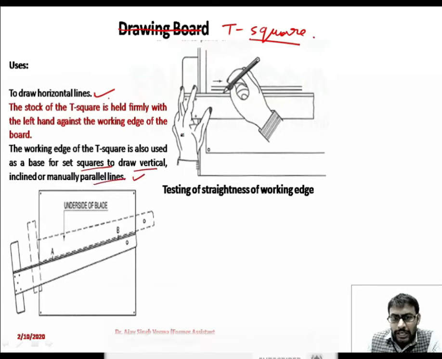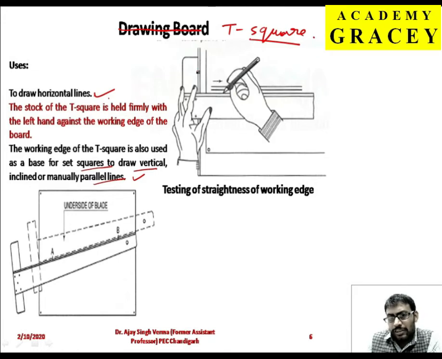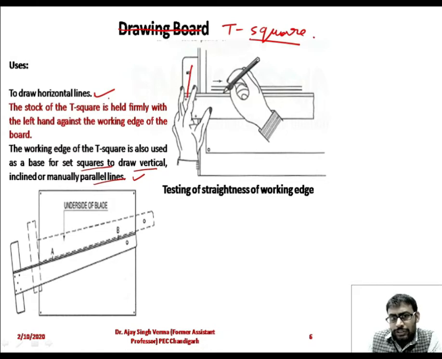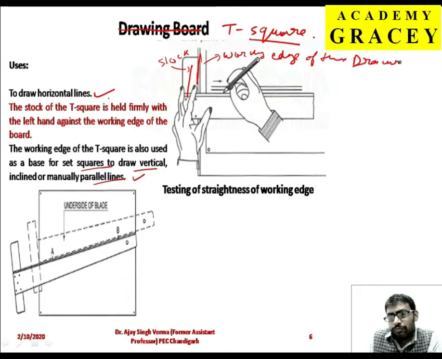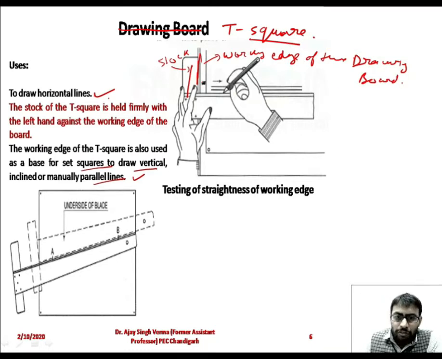So basically you can see the representation of how to fix our T square. You can see this stock portion firmly held with the working edge of the drawing board, that we already discussed in the previous slide. From here, along the working edge, we will fix our T square, and this portion is the working edge of our T square.